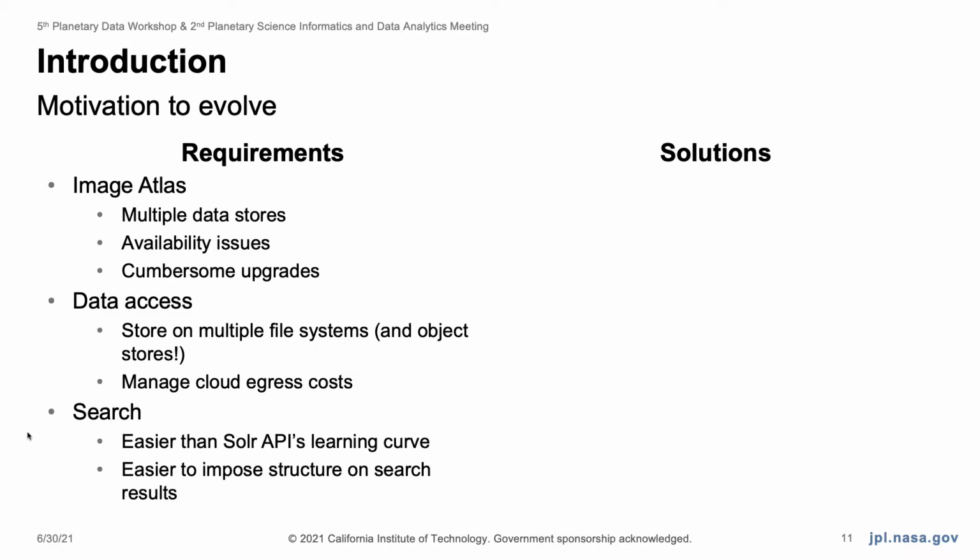And finally, for search, we want to make searching easier than having to learn the whole Solr API, right? It's non-trivial, and we want to make that easier for users, and to make it easier also to impose structure on your search results. So instead of having just a set of collections returned by Solr, which you might not necessarily know what they mean, we want to be able to abstract that away from the user a little bit to provide a better experience. So how do we implement this?